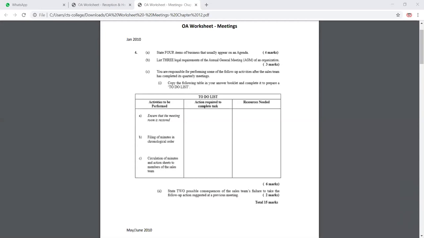Okay. So ensure that the meeting room is restored. One answer that is required to complete this task. Ensure that the meeting room is restored. How would you make sure that that happens? Let me give you all a hint. Lesson on page 165. Remember, there's a whole page with the opening guidelines for meeting. Let's take a look on page 165 in your textbook.